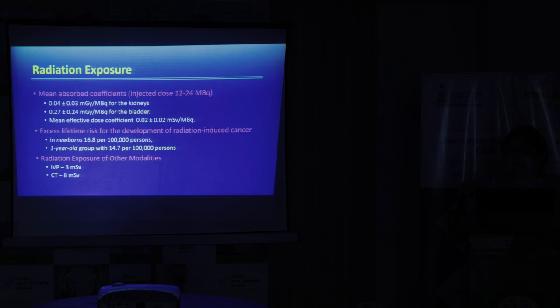So you're giving about 12 megabecquerels and you multiply that by 12. So it is far less, almost 500 times less than what you would get on an IVP. So these are very safe studies, and the radiation exposure to the child is very small, and even for an adult, it is far less than what you would get in most radiological studies.